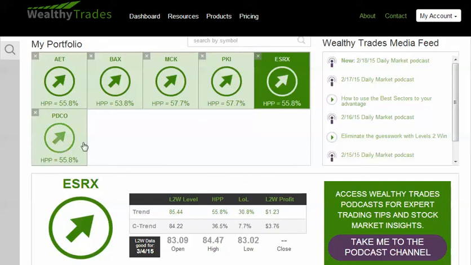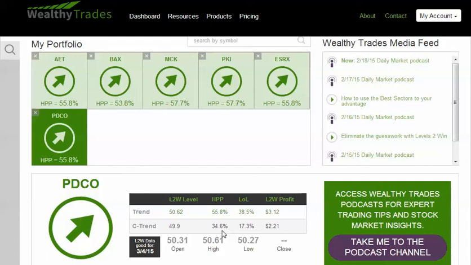That's excellent. PDCO, this one doesn't meet my requirements, right? It's right on 50%. So when it hits this level, it typically closes above that. That's great. But when it hits this counter trend level, only 50% of the time, I want to see it less than 50% of the time. It bounces off that level and closes higher. So I'm going to eliminate PDCO.